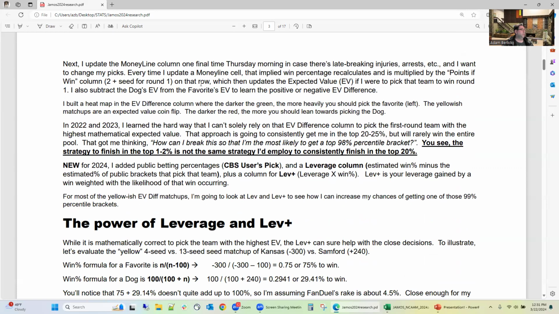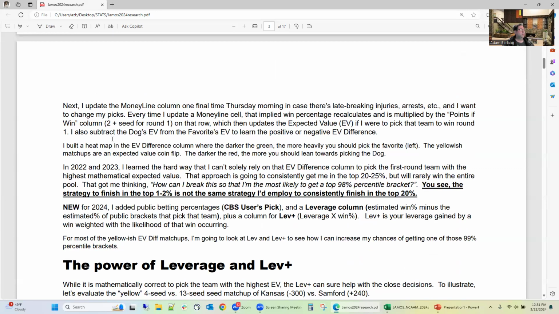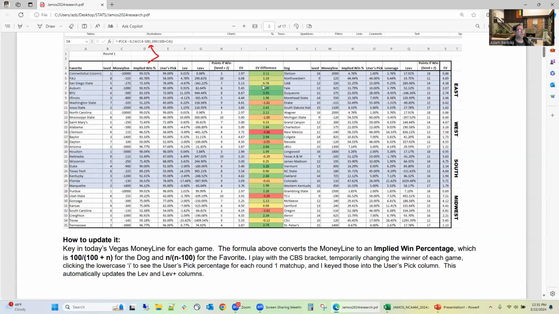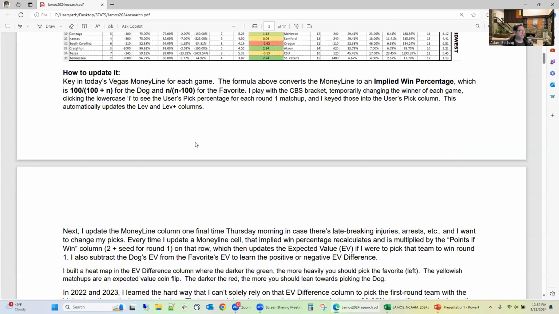I learned the hard way the last couple of years that you can't just pick the green team here always, or the ones that are kind of in the middle, like the 0.33, I can't just go with whoever's here, like this one. St. Mary's is more likely to get me 0.33 more points than picking Grand Canyon. Does that make it correct? Not necessarily. It's mathematically correct, but I need to pay attention to leverage, and we'll talk more about that in a second.